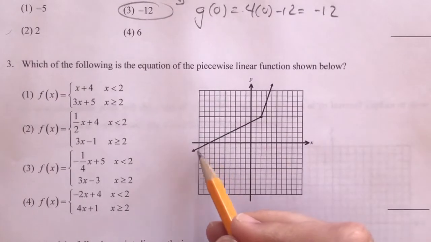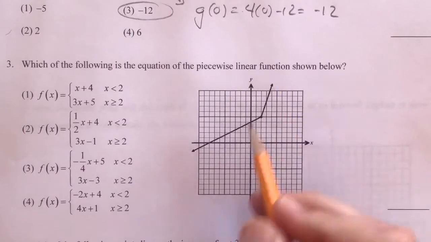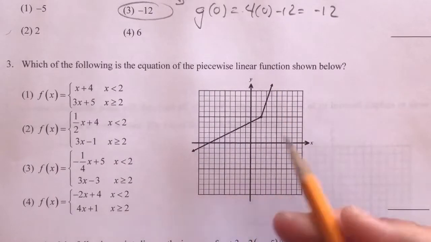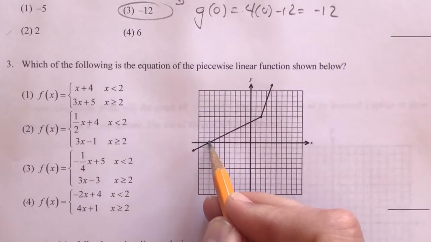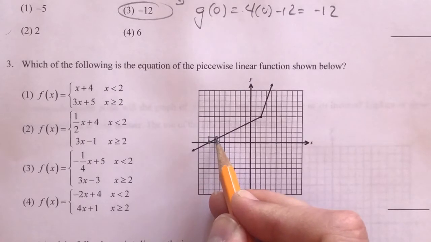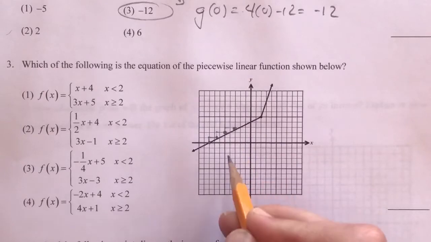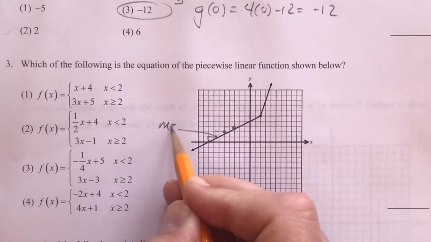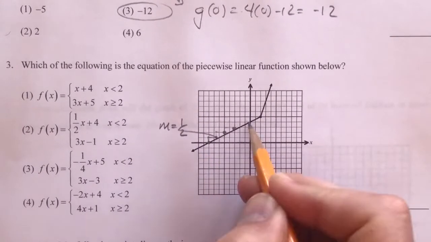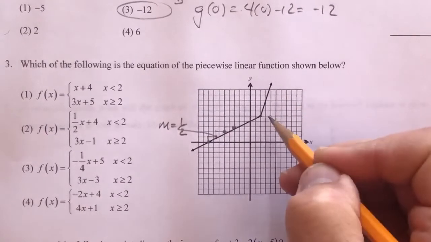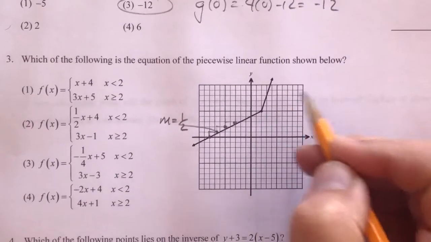All right, which of these is the correct one? So I got a piece of a line, another piece of a line. I'm just going to use slope to figure this out. So, how are we moving here? Up 1 over 2. I know the graph paper is small, but up 1 over 2, up 1 over 2. So this slope looks like a half to me. It's positive. This is another positive slope.